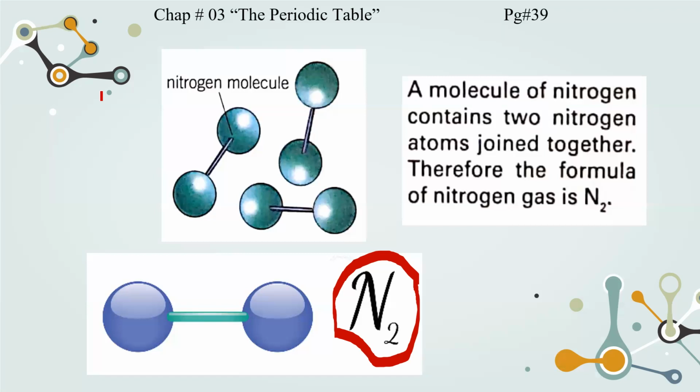Nitrogen molecule. Yes, because 2 nitrogen atoms are combined, they make a molecule of nitrogen, and the chemical formula for this is N2. Okay. So a molecule of nitrogen contains 2 nitrogen atoms that were joined together. Therefore, the formula for nitrogen is N2. Clear?